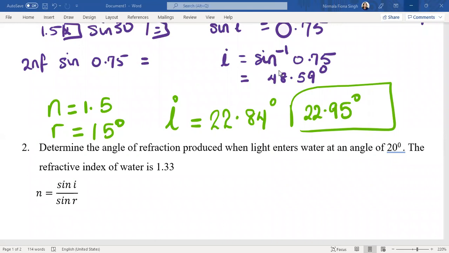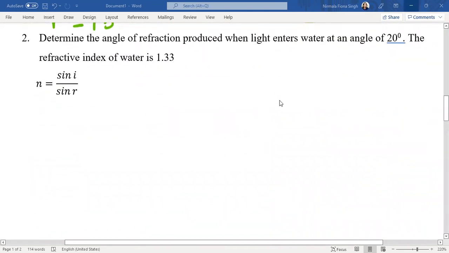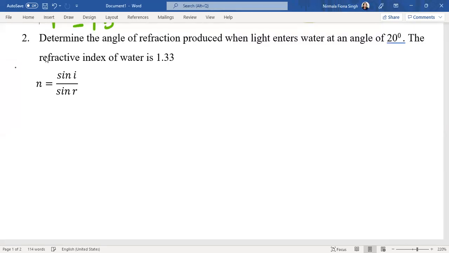The next one is actually a little more complicated, as in one more line of working, but it's basically the same thing. All right, so determine the angle of refraction produced when light enters water at 20 degrees. The refractive index of water is 1.33. So even before we do the calculation and look at what they're asking us, we can write down our numbers. Determine the angle of refraction produced. So they are asking us for R.